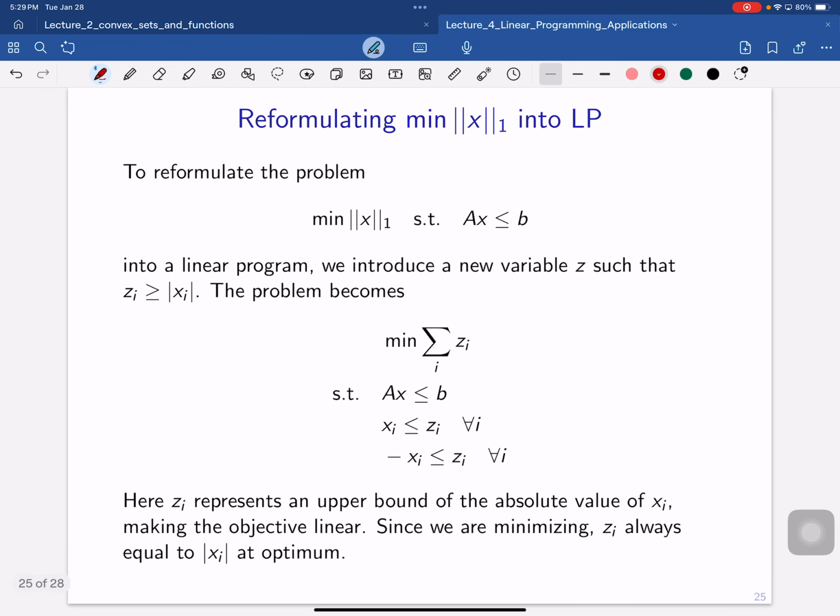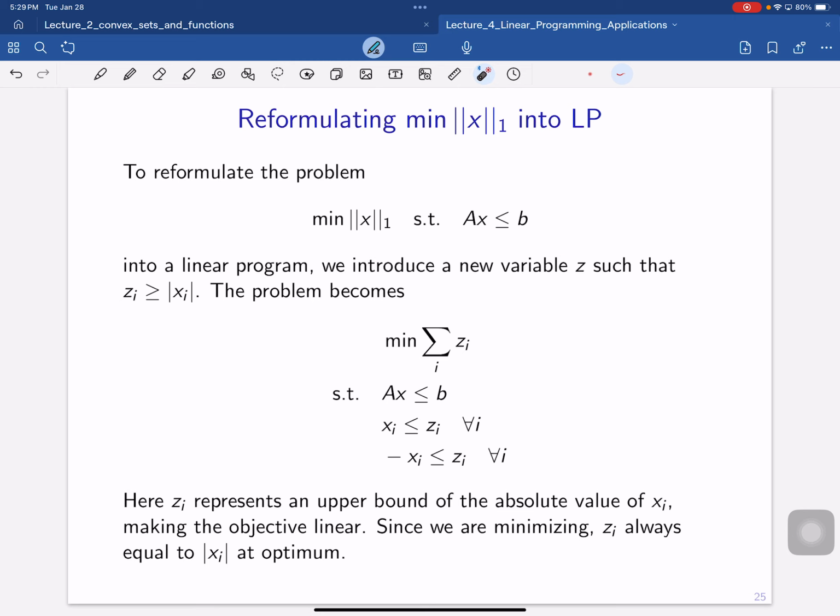So let's first talk about how you reformulate minimizing the 1 norm into a linear program. Suppose you have the following problem: you are minimizing the 1 norm of x subject to some linear constraints. This is clearly not a linear function, because the objective has to be c transpose x to be linear. So this format itself is not a linear program.